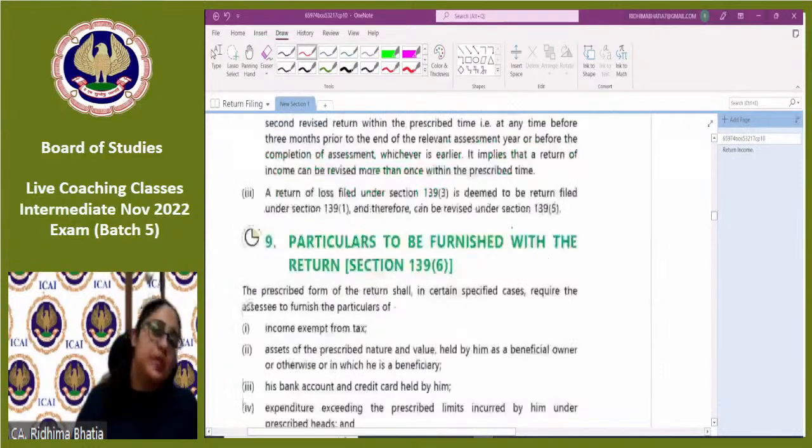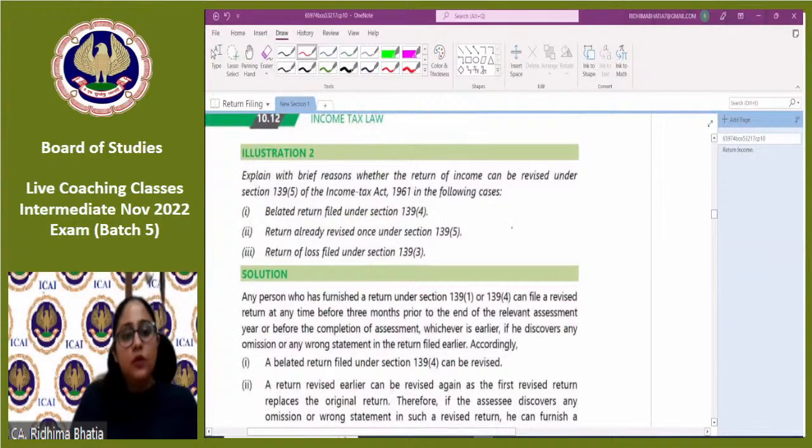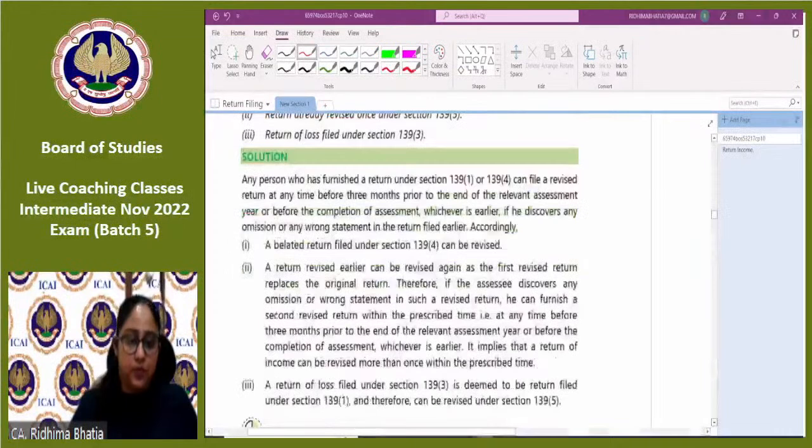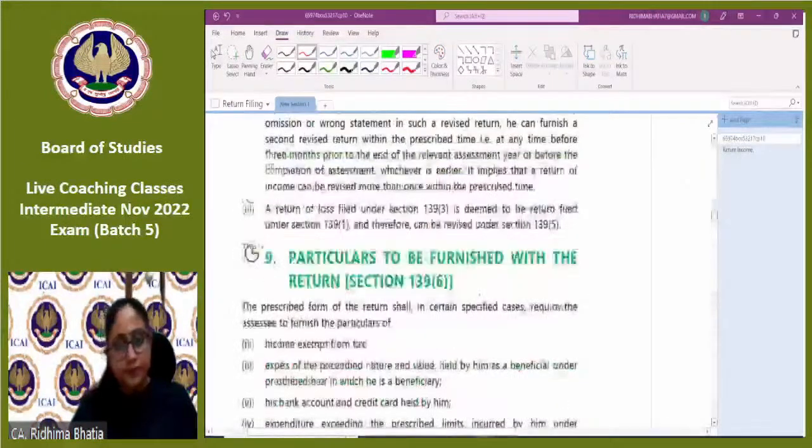Okay, so a question can come to you: can belated return be revised? Can revision of return happen multiple times? You can write yes, the revision of return can happen multiple times provided it is done within the due date. Similarly, belated return can also be revised provided it is done within the due date. Such types of 4 to 5 marks written theoretical questions come from this chapter. So to write the theoretical questions correctly, you should remember the subsections also. Okay.